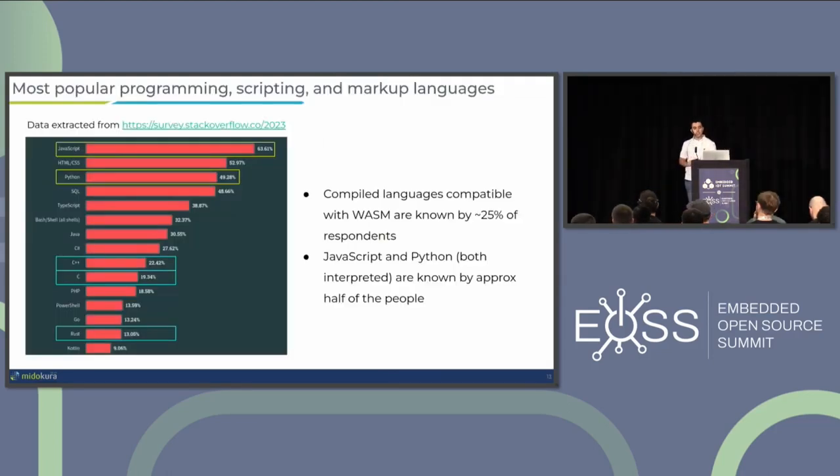Okay, here I will start presenting some survey results from Stack Overflow. As you can see, the languages that compile directly into WebAssembly, which are C, C++, and Rust, are within 25% of popularity. But it is interesting to see that Python and JavaScript are around 50% of people. So if we want to target all these people, we need a way to make sure that these languages can compile into WebAssembly, because otherwise you are losing a very extensive market.